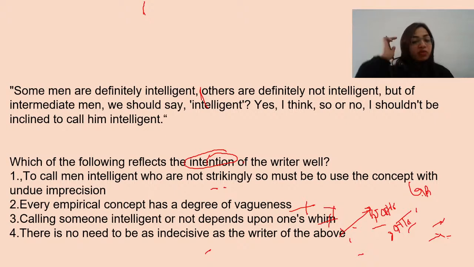Now we remain with 1. And what does 1 say? 1 says that to call men intelligent who are not strikingly so must be to use the concept with undue imprecision. He's right. He's saying that either people are intelligent or they are not. There is nothing in between. So people who are in between, am I inclined to call them intelligent? No, because then that will make the concept of intelligence very imprecise, not having precision.